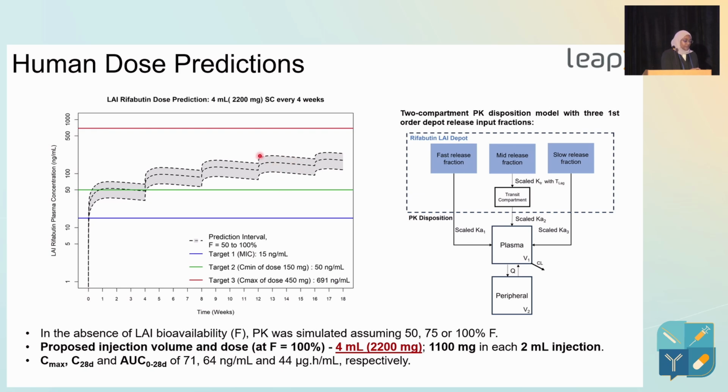According to that, the proposed injection volume and dose for first in human is 4 milliliters with 2,200 mg, around 2.2 grams, split into 2 injection sites, 2 milliliters each. This dose was chosen because it achieves the exposure we wanted, with a Cmax of 71 nanograms per ml, a C average within the 4 weeks of 64 nanograms per ml, and an AUC of 44 microgram hours per ml. So this is the dose that should be given in human, according to the prediction, every 4 weeks.